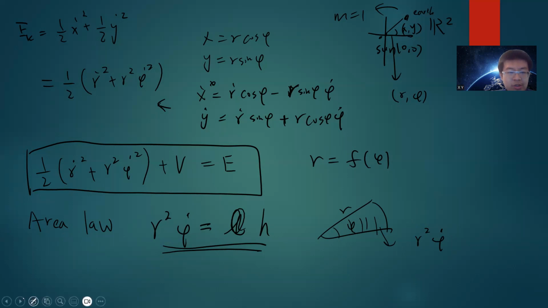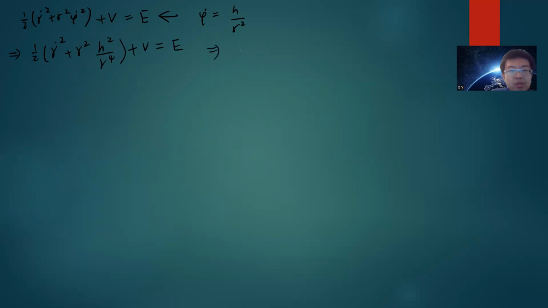Okay, so let's quickly do a derivation. So you have this, plus V equals E. Right, so now you have phi dot equals h divided by r squared. Okay, so you just replace. So what you can get is half of r dot squared plus r squared, h squared over r to the fourth, plus V equals E. So we get half of r dot squared plus h squared divided by r squared plus V equals E.